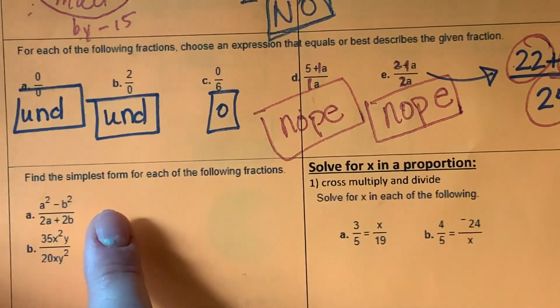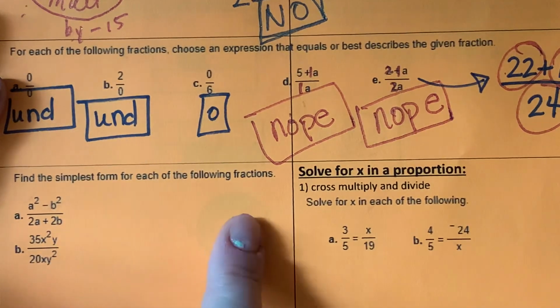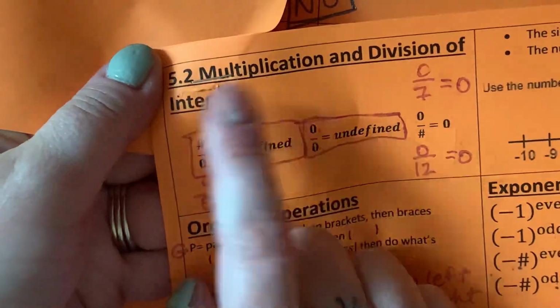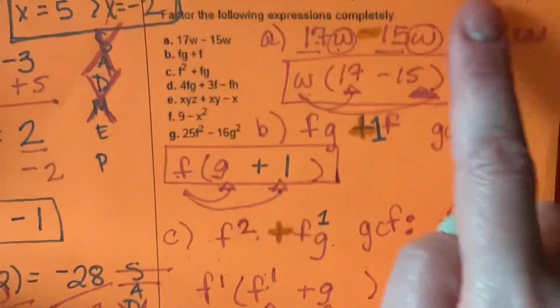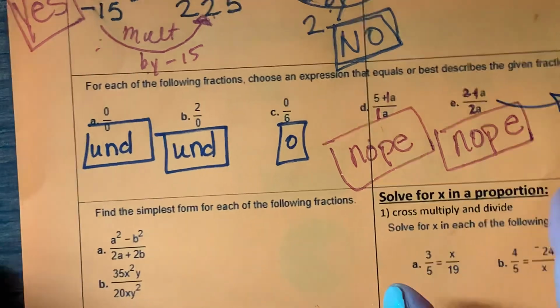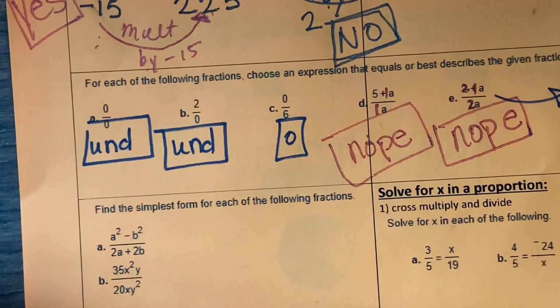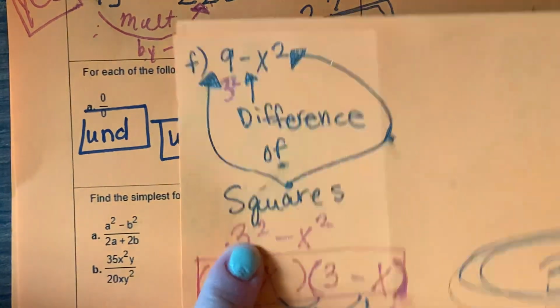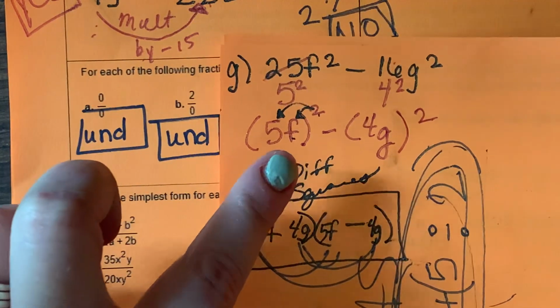This next one says find the simplest term for each of the following fractions. And we're actually going to do this factoring stuff from 5.2. Remember with the GCF and you pull it out in front? Or there was that super awesome, where'd they go? Oh, here they are. Difference of squares, yeah. When we had difference of squares, it was really easy.